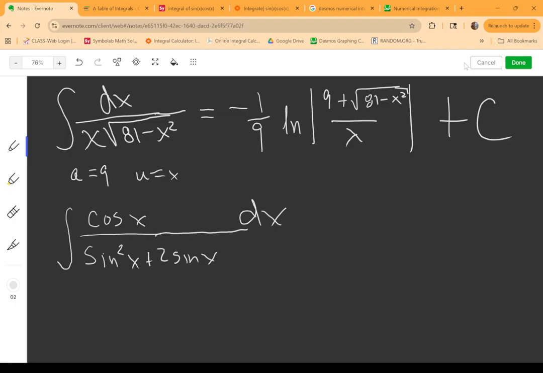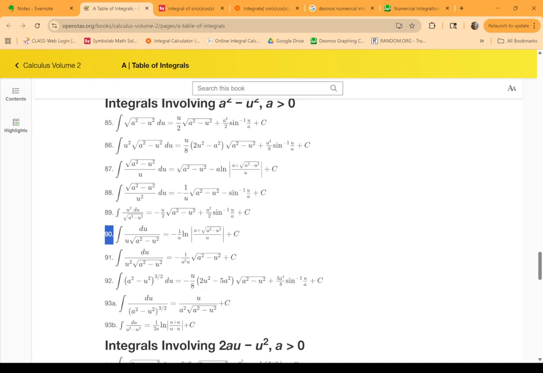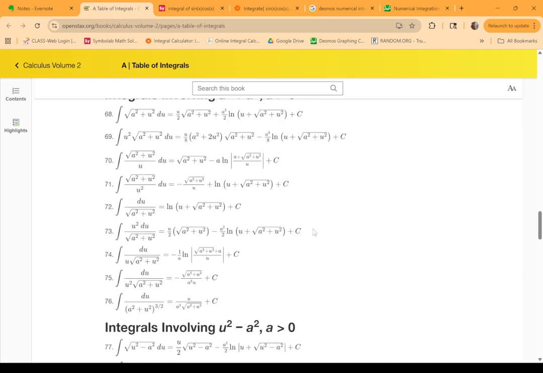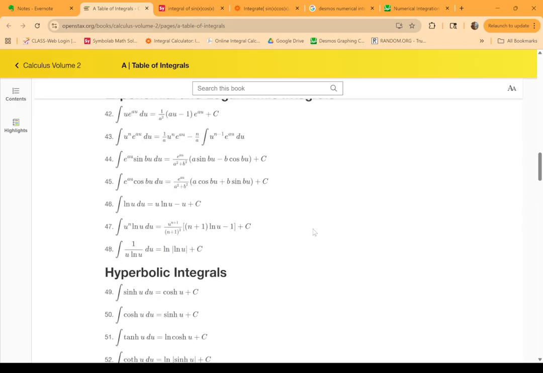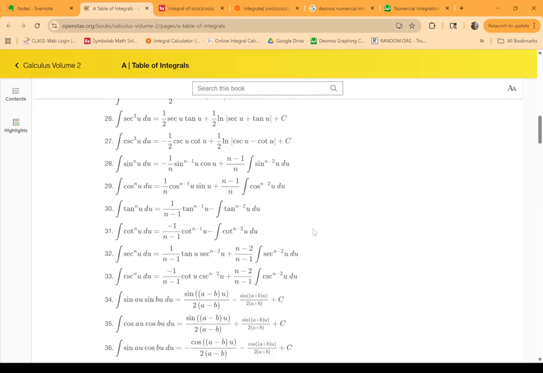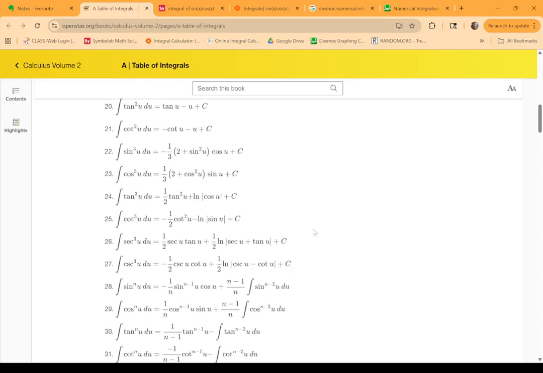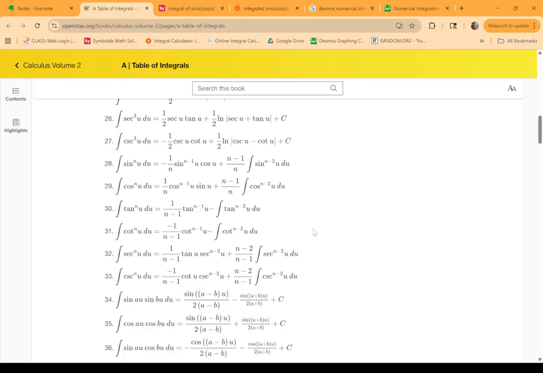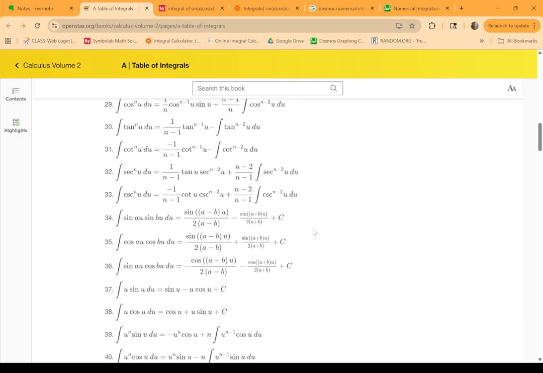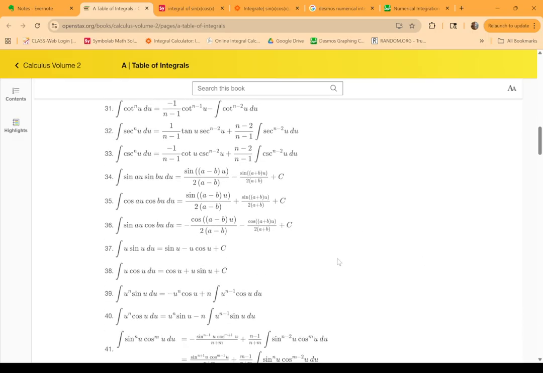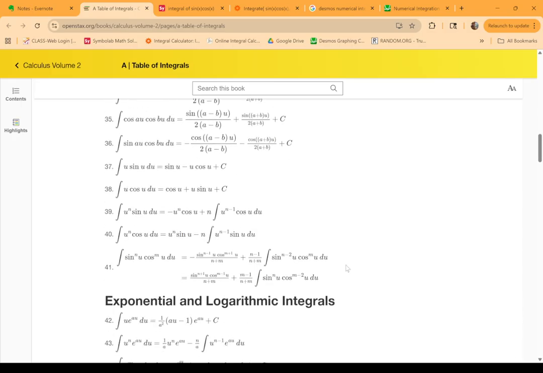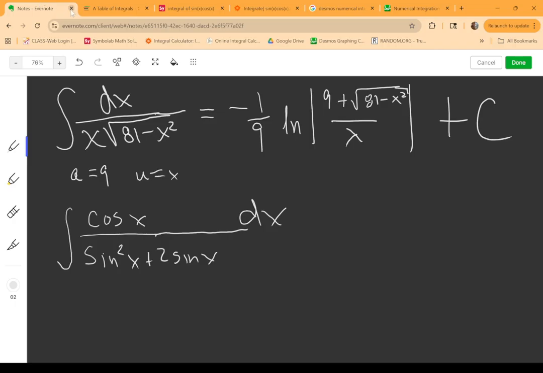Because even if I look at my table, clearly it's some kind of trig integral, but if I look at my trig integrals, there's nothing really there that is helpful. There's some power reduction ones, there's a mixture of sine and cosine, but that's not really what I have. I have a mixture of sine and cosine in numerator, denominator, and different powers of sine. So these aren't really helpful. So when I see that, I'm like, all right, maybe I need to do something different.